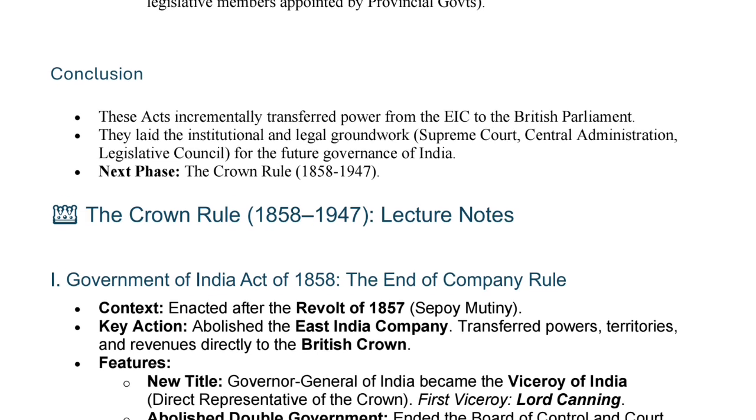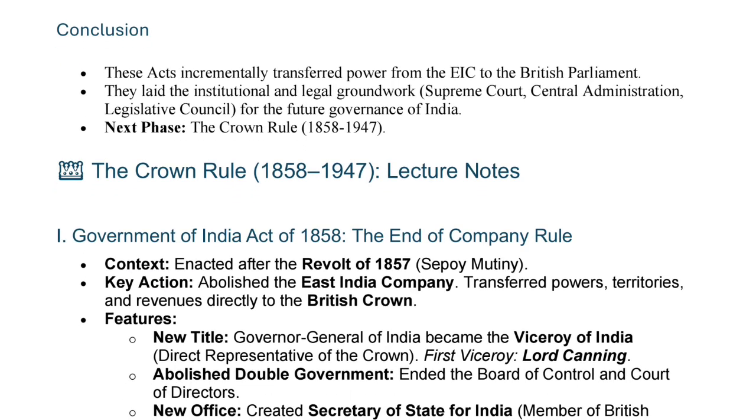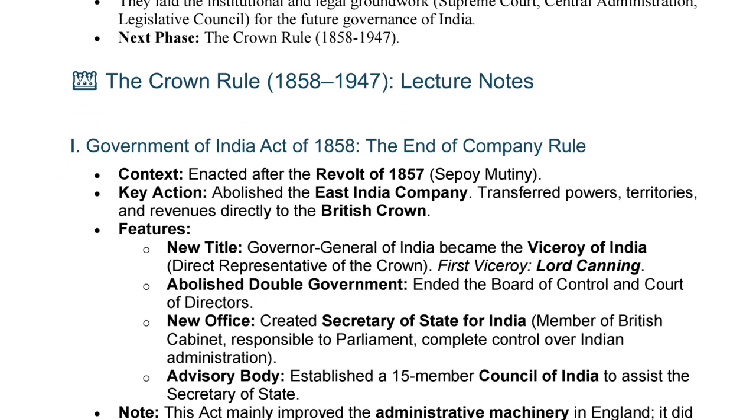Conclusion: these acts incrementally transferred power from the EIC to the British Parliament. They laid the institutional and legal groundwork, Supreme Court, Central Administration, Legislative Council, for the future governance of India. Next phase, the Crown Rule, 1858 to 1947.